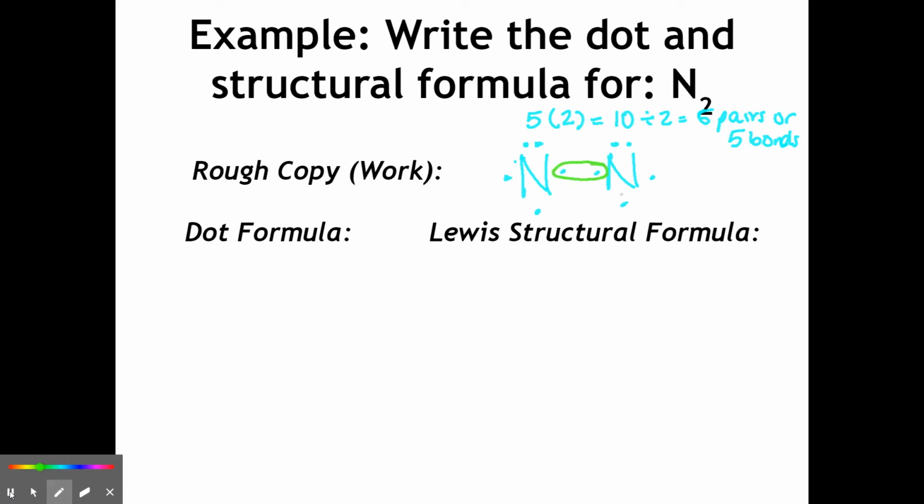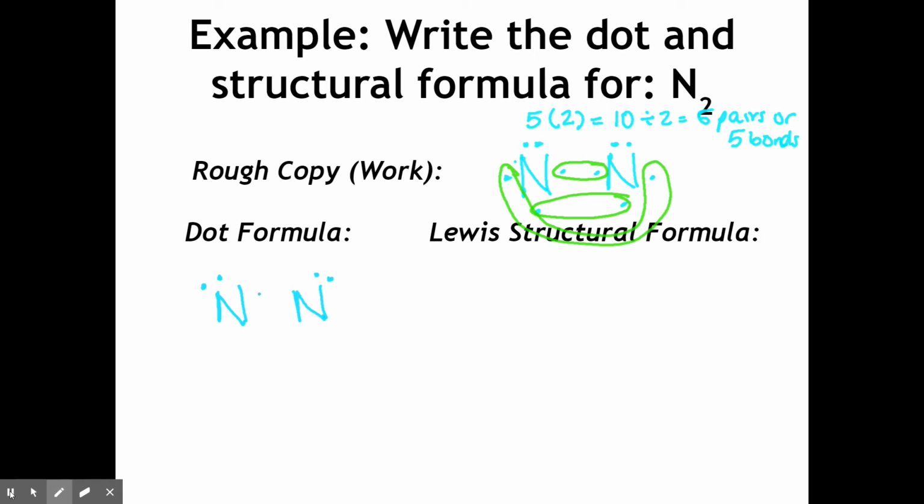They're going to share this pair, and finally this pair. So when we draw our dot formula, we have our N's with their unshared pair of electrons. Between them, they are going to share 6 electrons. To draw our Lewis structural formula, we use lines instead of the circles. So there are 3 circles, so we draw 3 lines. And then we still have our unshared pairs on our ends.